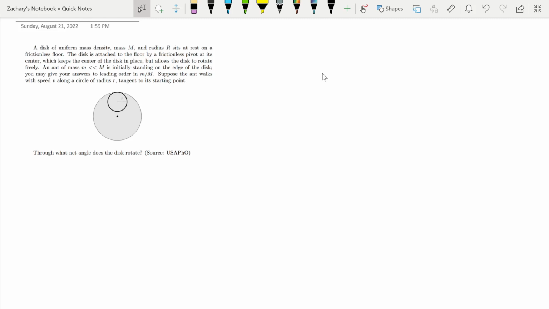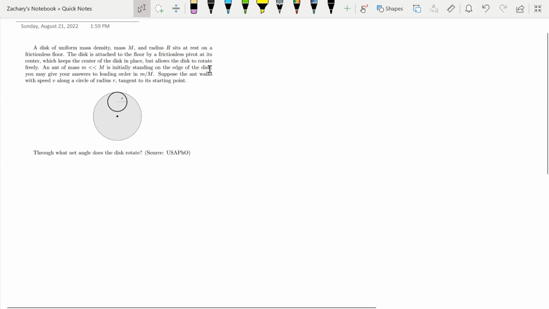Our problem for this week is: a disk of uniform mass density, mass M and radius R, is at rest on the frictionless floor, and it can rotate, but the center can't move. An ant of a much smaller mass moves in this circle as shown in the diagram, and it asks: through what net angle does the disk rotate?